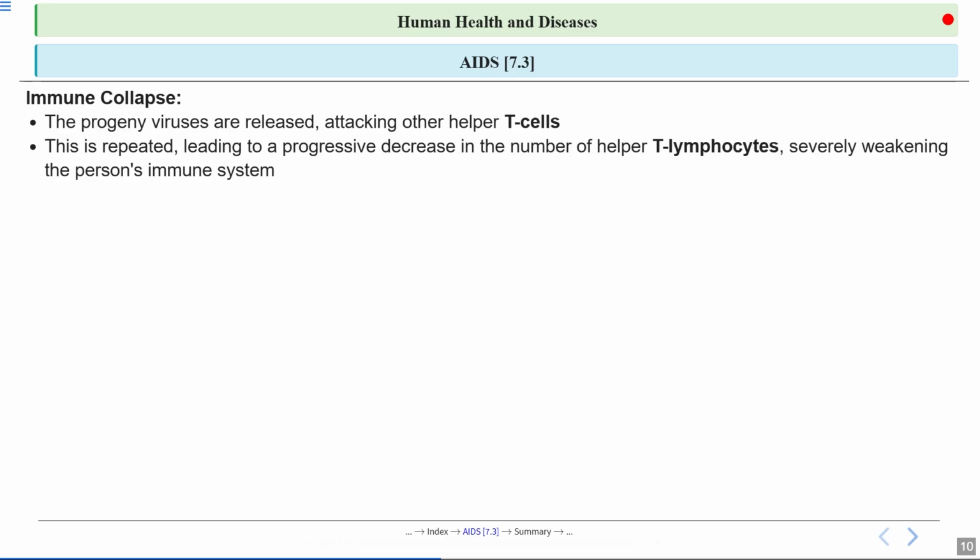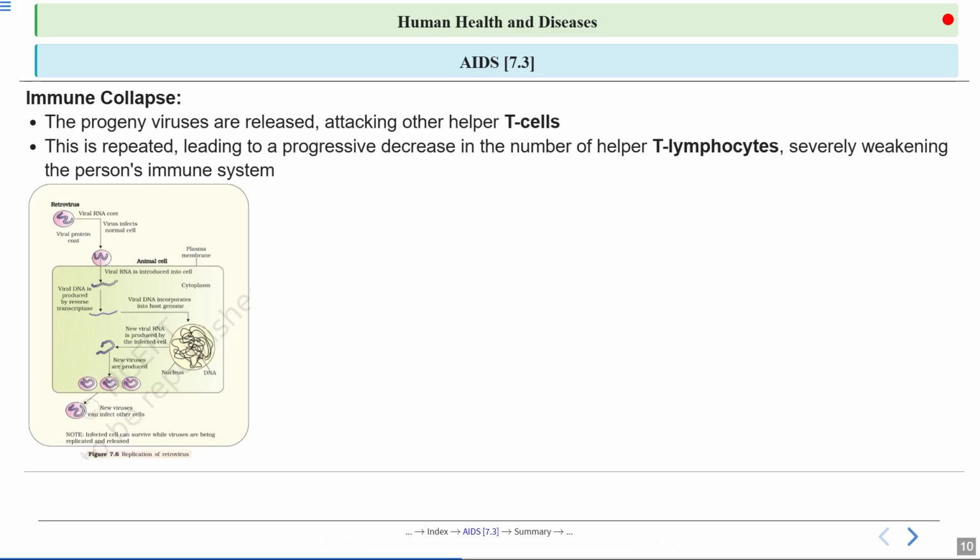Why is immune collapse happening? Because of the reduction in the number of T helper lymphocytes. Here again, you can see in this image, an image showing you the HIV replication cycle.